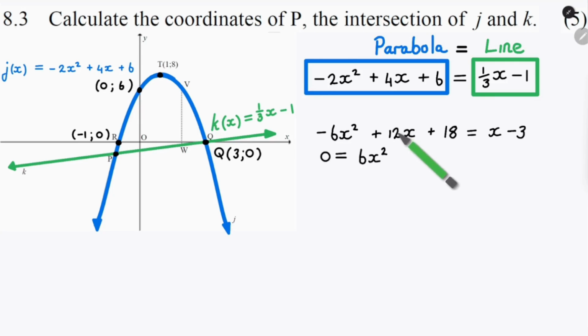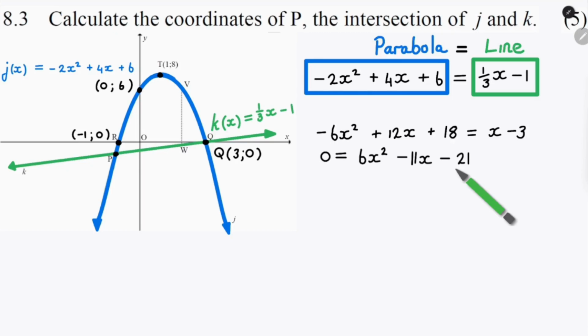And then let's do the x's. So we're going to move this 12x over to that side. It becomes minus 12x. 1x minus 12x will give me minus 11x in the middle. And then if I move this 18 over, it becomes minus 18. Minus 3 minus 18 gives me this minus 21 at the end here.